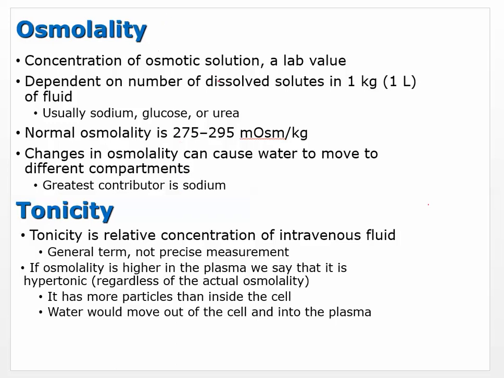So osmolality is an actual lab value. So we can actually give a concentration and we can say that the concentration is usually between 275 and 295 milliosmoles per liter, or milliosmolar. So that's what osmolality is. You can actually measure that, the blood concentration of particles dissolved in the blood. The greatest contributor is sodium, so we'll see that later when we cover hypo and hypernatremia issues.